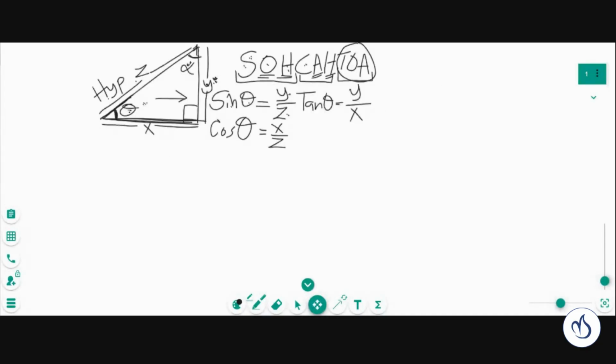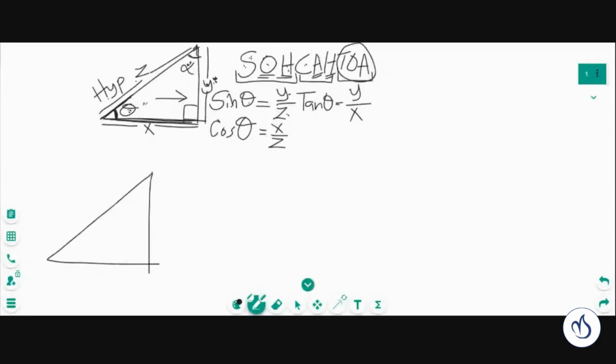We should know that we have another relationship in that right angle triangle that was discovered by a scientist who was like a python on grass. His name was Pythagoras. So we know the Pythagoras theorem.